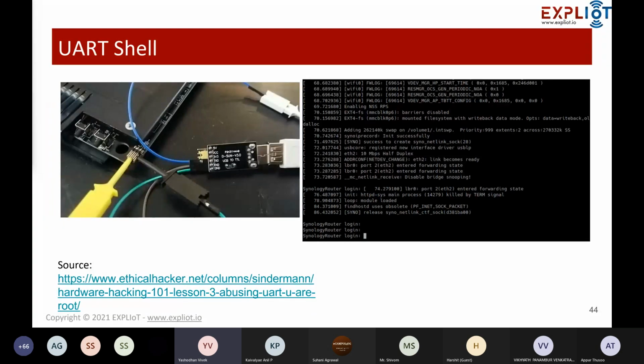People have used a simple USB to UART converter, connected the TX and RX pins, and played with different baud rates, like the standard baud rates 9600, 38400, 115200, and tried to access the shell. As you can see on the right hand side, people have successfully got the actual root shell, and you can log in to the shell as well. This way the UART attack can be done.